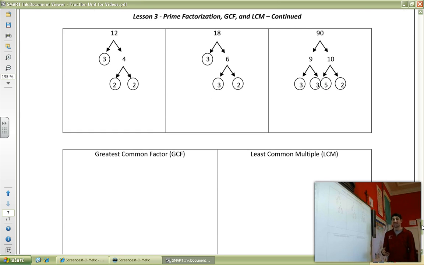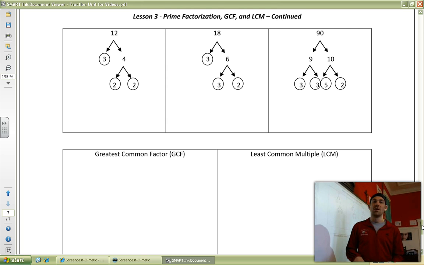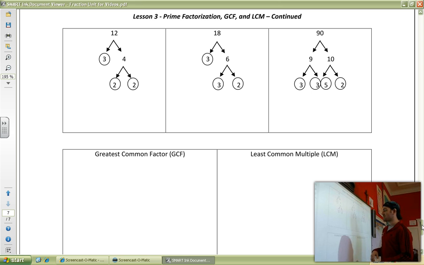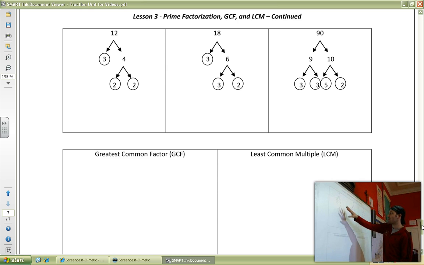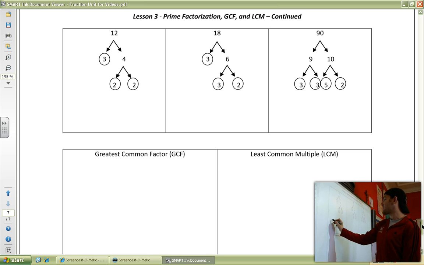Once we have that prime factorization, we can use it to find a couple of different things. One's the greatest common factor. You should remember what the definition of that is. If you don't, go back and watch the lesson 1 video. It'll have that there for you. But it's going to be the biggest number, okay, that you can use between multiple numbers. We broke down 3 different numbers here for you, and I'm just going to write down their prime factorizations.